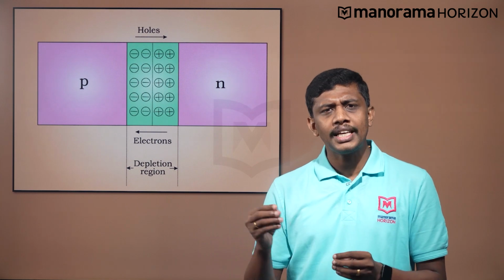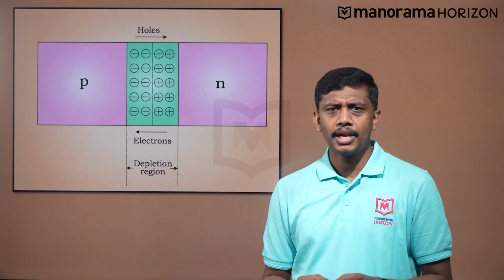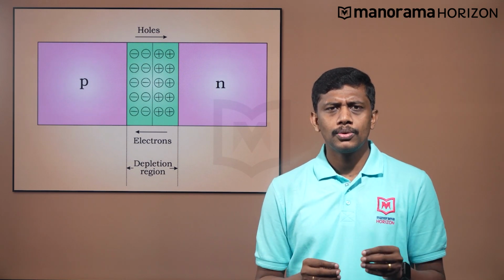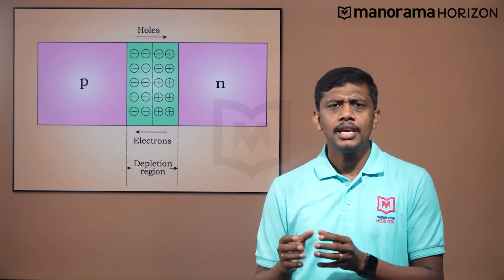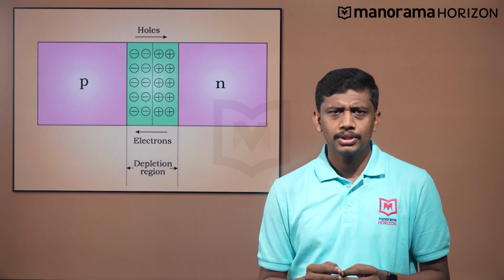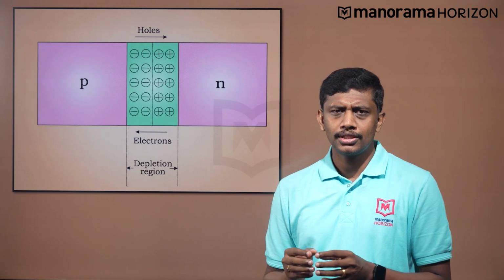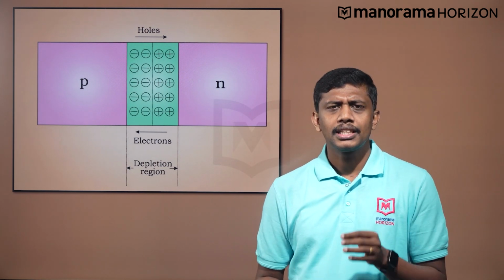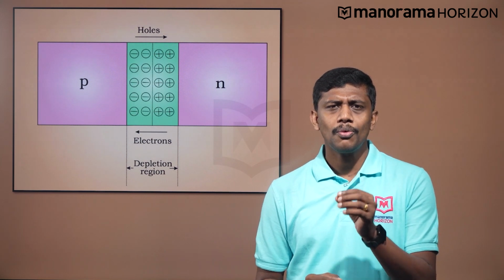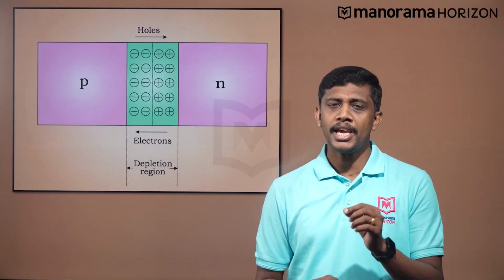Similarly, a layer of negatively charged ions are left behind on the P side. In other words, this movement of electrons and holes across the junction depleted the region of free charge to form immobile ions. Hence, this region is known as the depletion region. The thickness of depletion region is of the order of 1/10 of a micrometer.